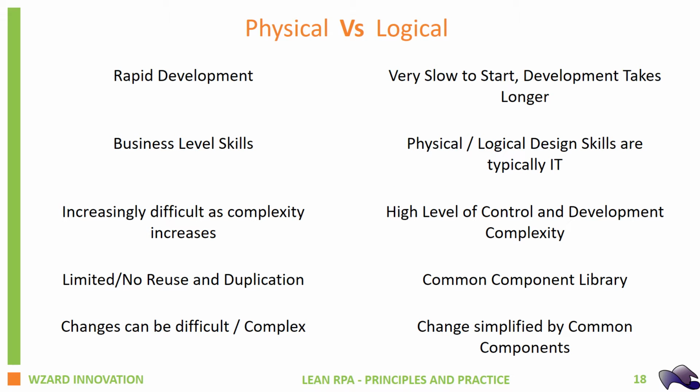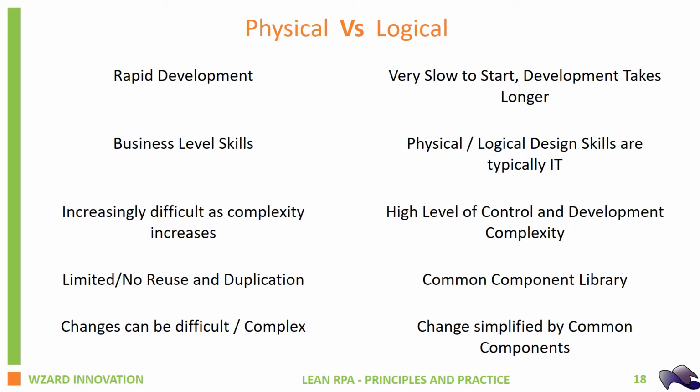Working directly with the screens or the physical objects allows you to do rapid development, typically only needs business level skills, but becomes increasingly difficult to do as complexity increases and actually has limited or no reuse capability, leading to some degrees of duplication. A simple change can then sometimes be complex to fix because the same field will exist in multiple different automations and will need to be changed in each one of them.